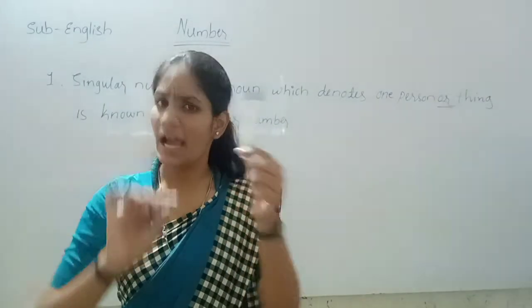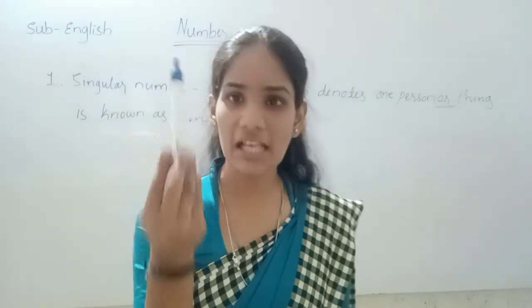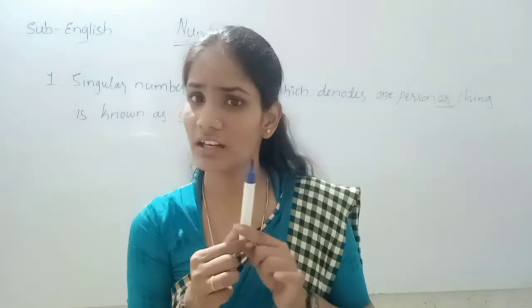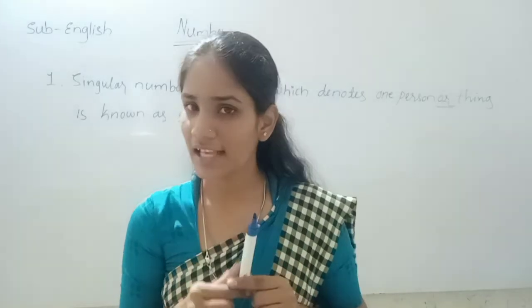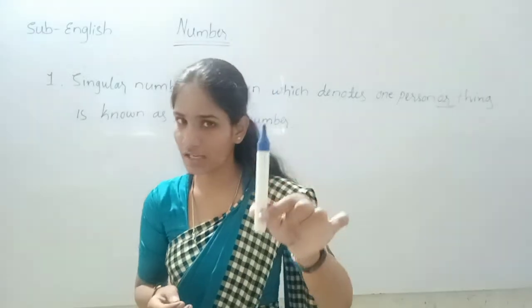One marker, in the sense it is a thing. Marker is a noun. So it is a thing, and we can say it is singular or plural. It is one in number, in the sense it is a singular number.